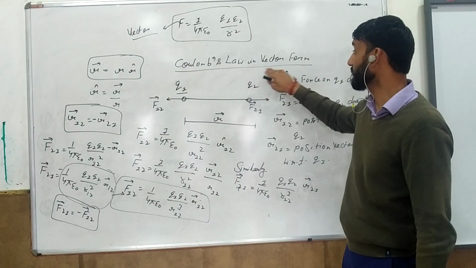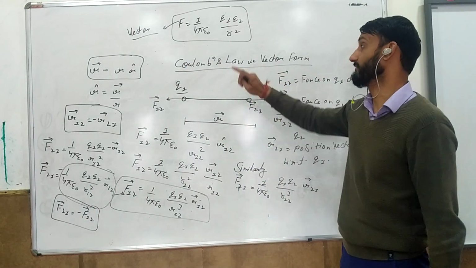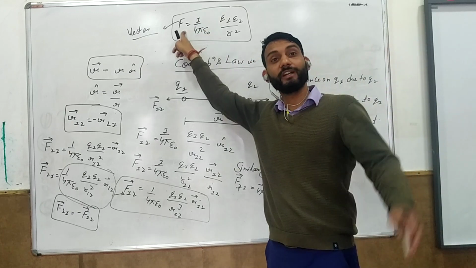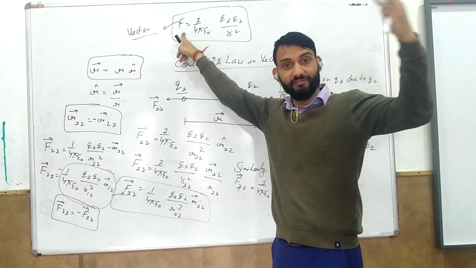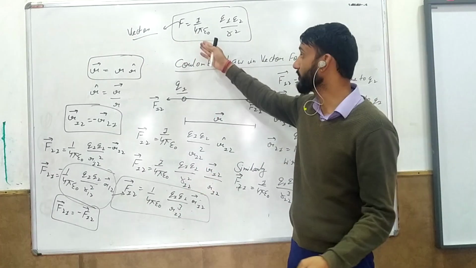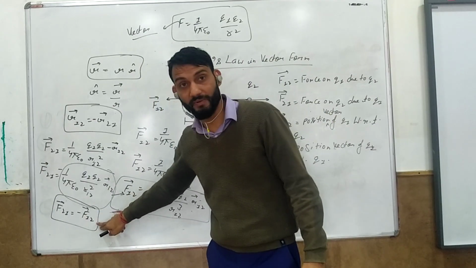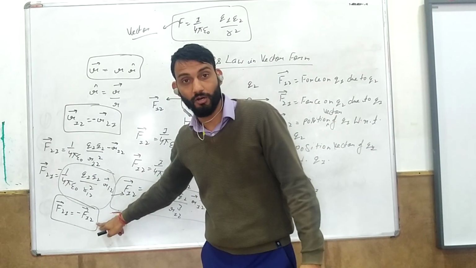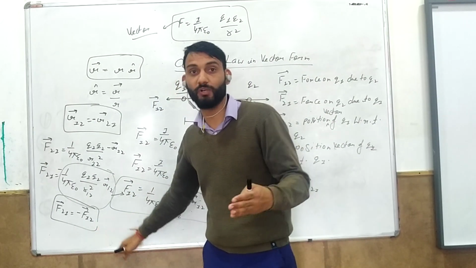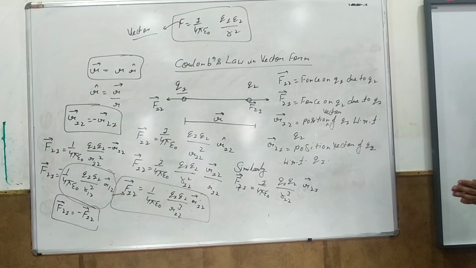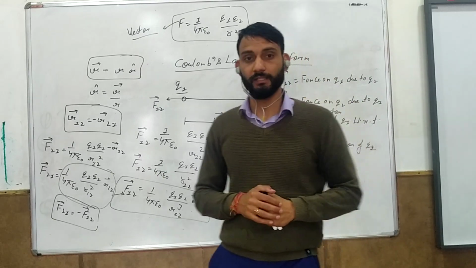So from Coulomb's law in vector form, I got to know two things. One, I got to know the direction of the force, which I was not able to get earlier when I was dealing with Coulomb's law. And the second, I got to know that Newton's third law is valid for Coulomb's law, right? So this was your Coulomb's law in vector form, and that is it for today.